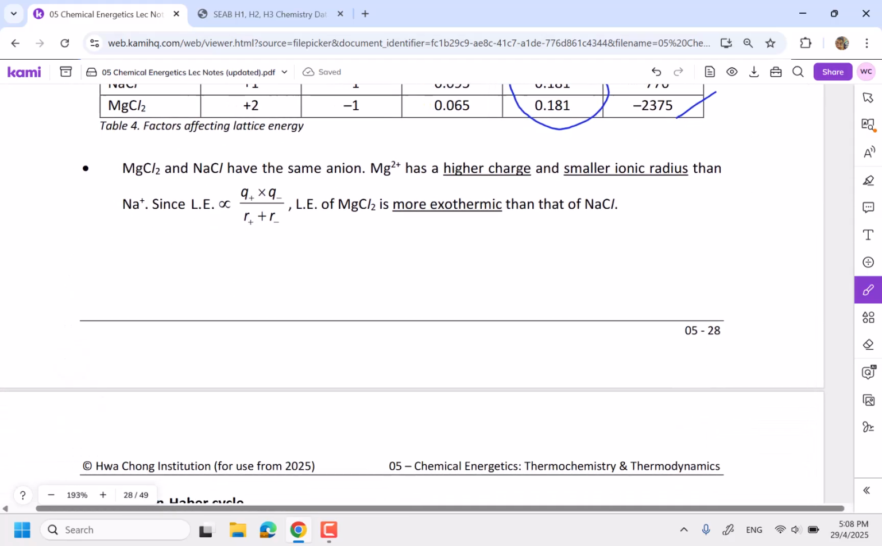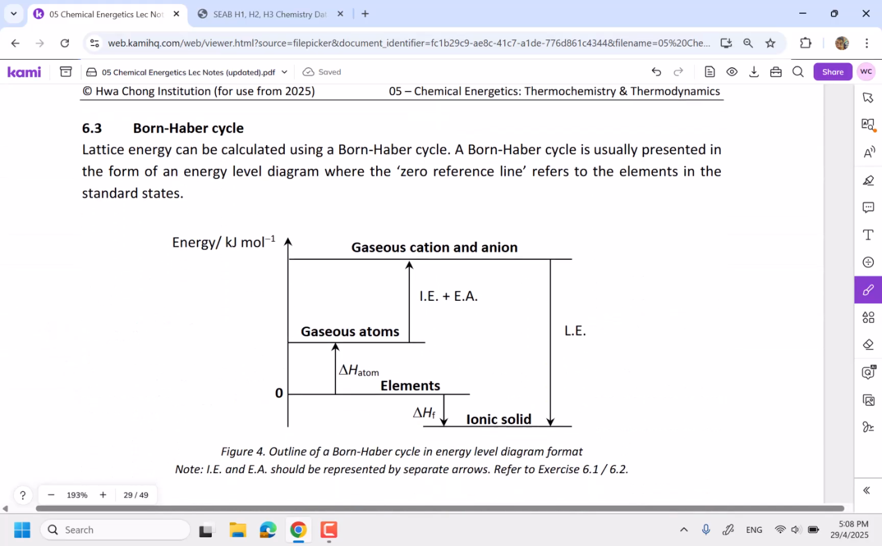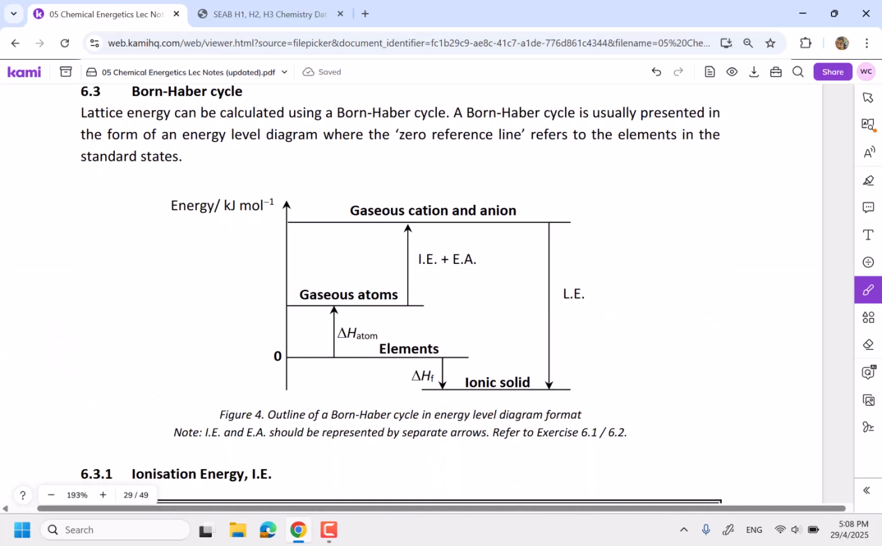Okay, so I think I'll just move on. Nothing much to say about this. Born-Haber cycle. So it can usually be determined through Born-Haber cycle. For the purpose of this, usually the Born-Haber cycle is in the form of an energy level diagram, where you need to have the 0 reference line over here. So this is the elemental line. Okay, so nothing much to say.